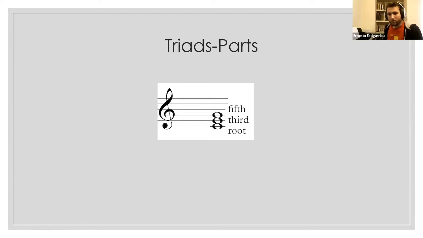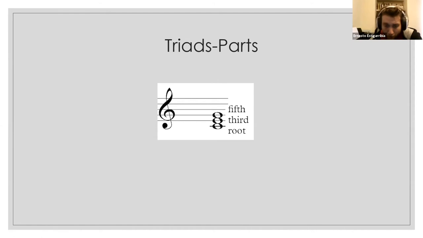In this case, we have the notes here. Can you tell me what notes you see here? Anyone? Unmute yourself and just shout the note. What is the lowest note? C. C, exactly. Next note? E. E. And last, but certainly not least, G. G, exactly. So this is the C major chord.